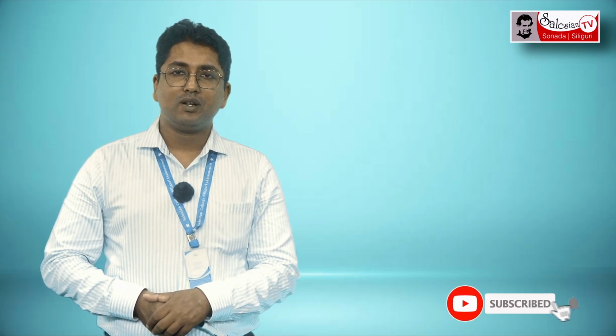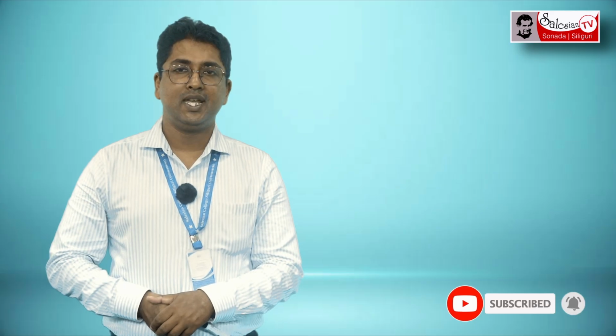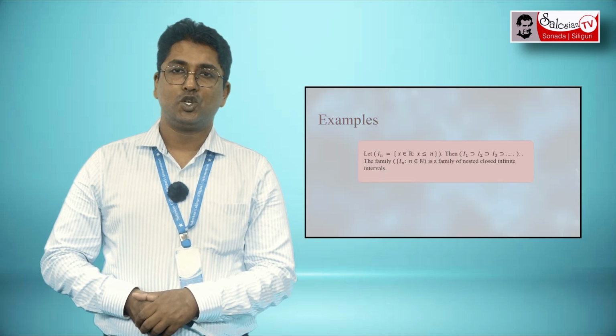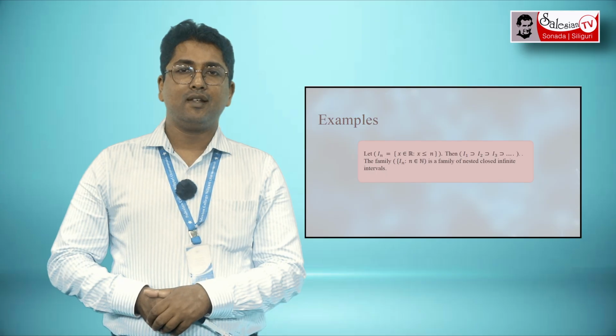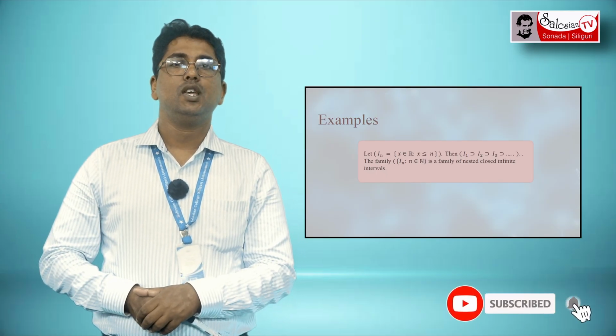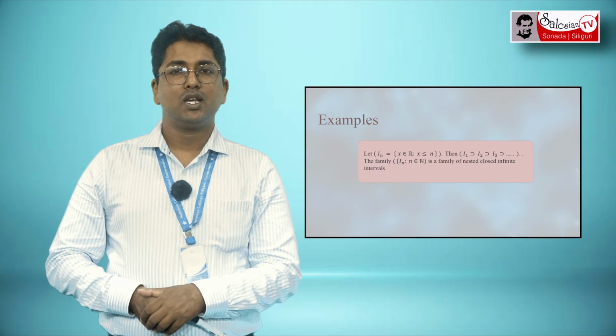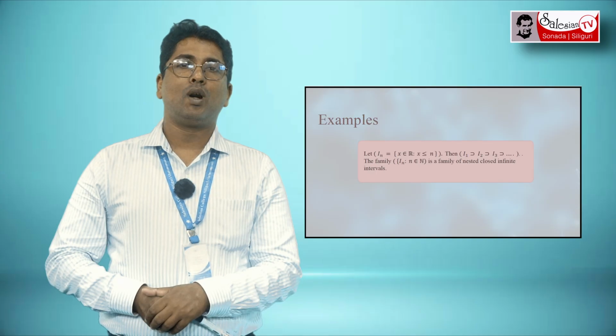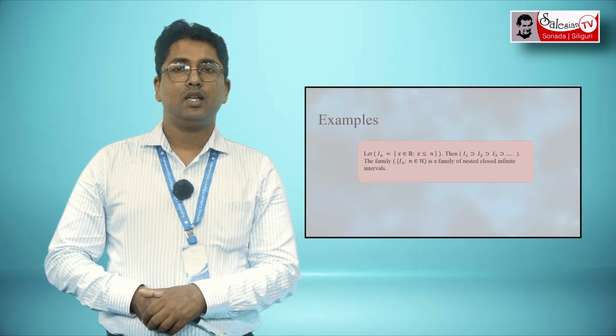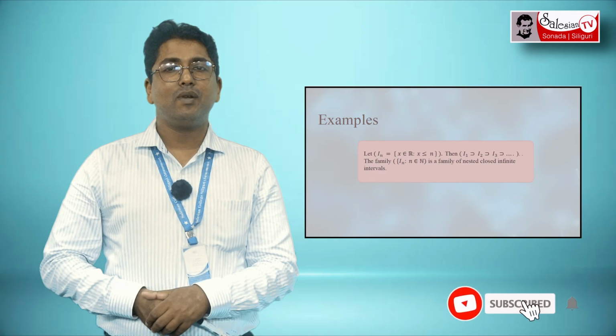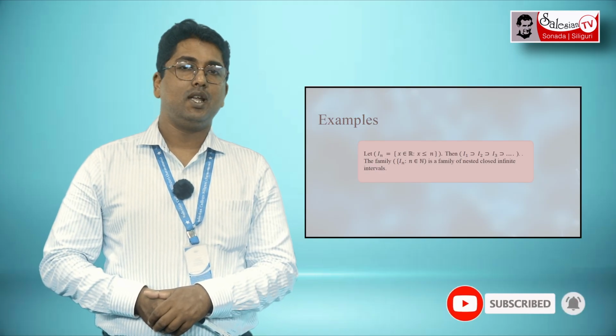To start with, let me consider In equal to the set of all x such that x belongs to the real numbers and x is less than or equal to 1/n. It is exactly similar to the previous one, but the inequality will hold here, that is, less than or equal to. So the intervals will be: I1 equal to minus infinity comma 1, closed; I2 equal to minus infinity comma 1/2, closed; I3 equal to minus infinity comma 1/3, closed. In this way it will continue, which means this family In is a family of nested, closed and unbounded intervals.